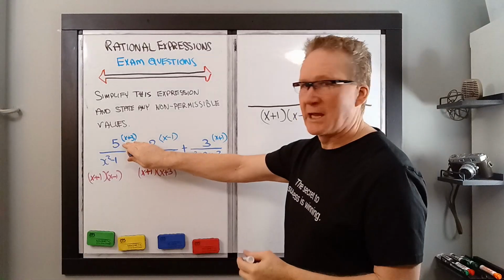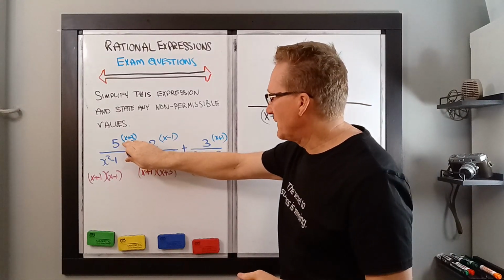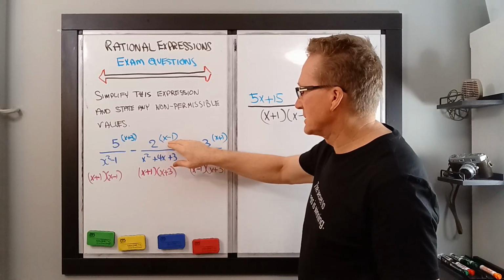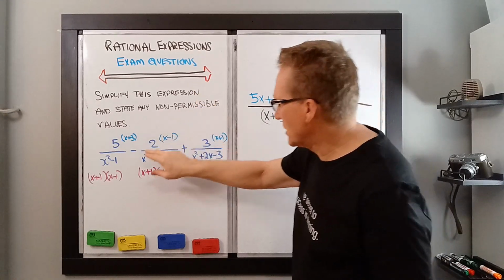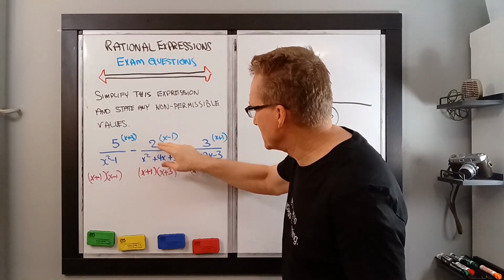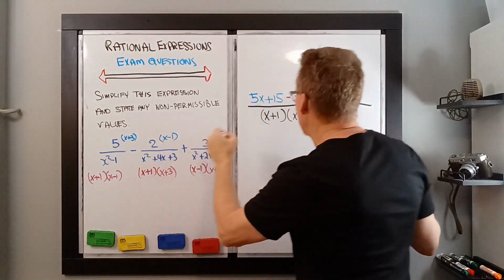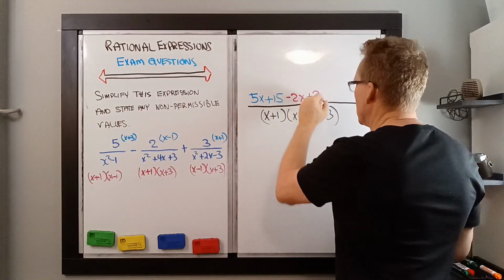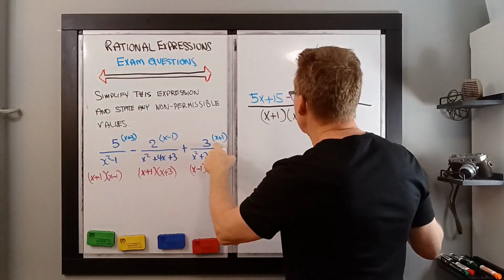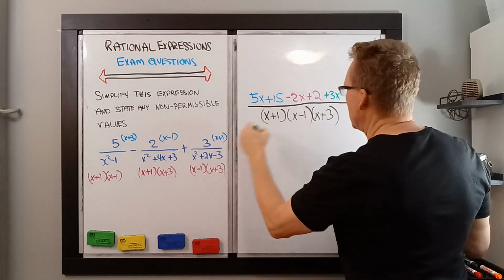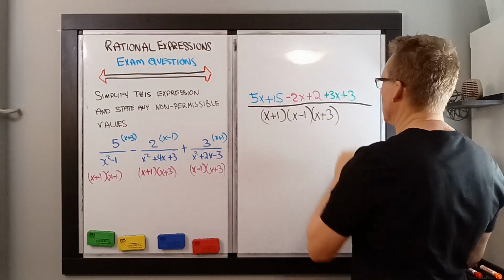Let's do one at a time in different colors. This one is 5x plus 15. The second one would be 2x minus 1, but we have to be extra careful. This minus sign belongs with the 2. Minus 2x. And the minus sign with this will cancel that minus sign, plus 2. So that's this middle term. Then this last term here will be 3 times x and 3 times 1, plus 3.